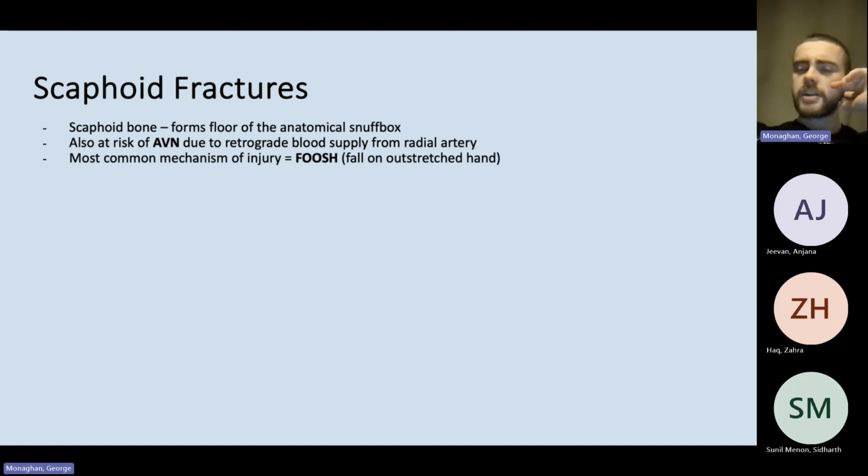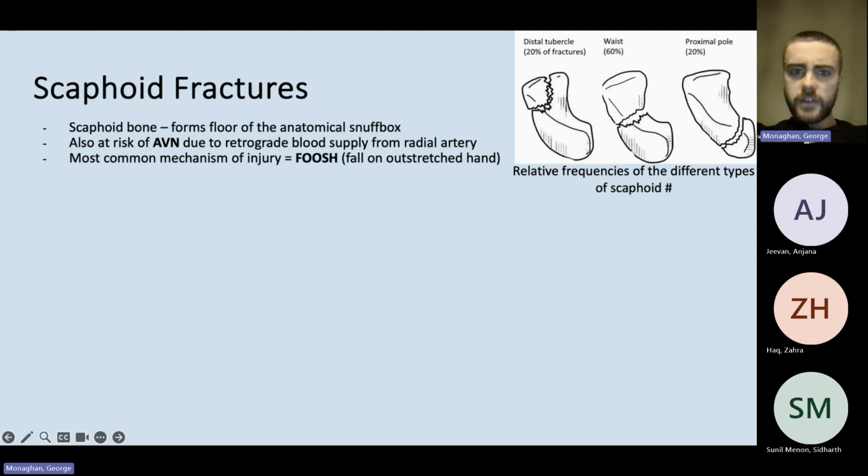There are some other fractures that also have that mechanism of injury, so it's important to be able to distinguish between the two. Don't just recognize FOOSH and then pick scaphoid fracture, for example, in a question. But it is the most common in this case. And there are different types. So this is the scaphoid bone. We've got the proximal pole, the waist, and the distal tubercle. The waist is the most common, but obviously it can happen at the distal tubercle and the proximal pole as well.